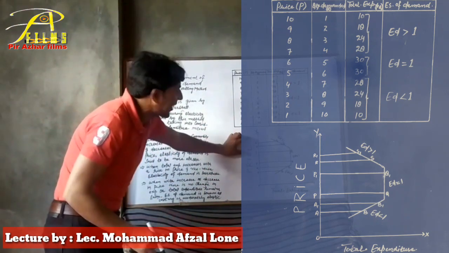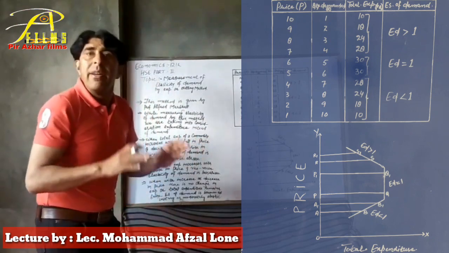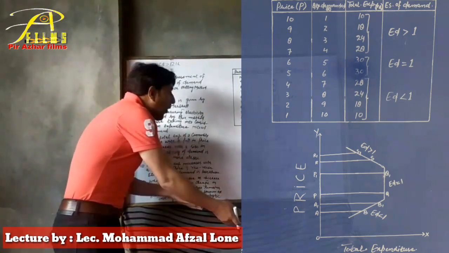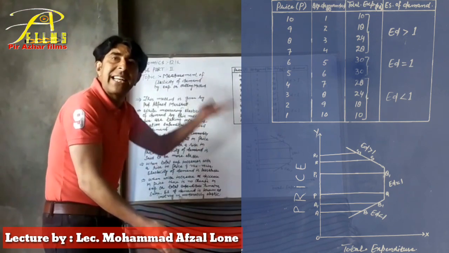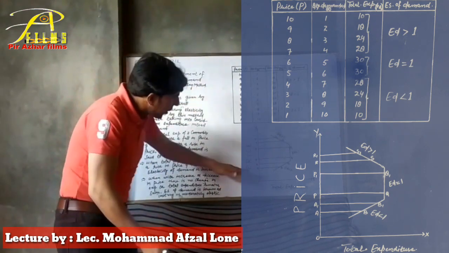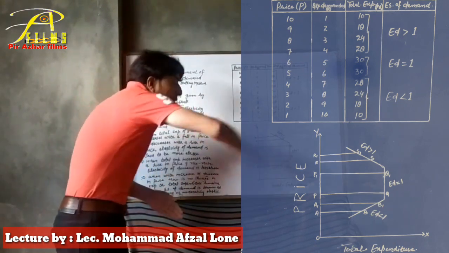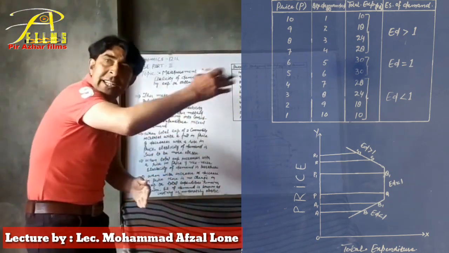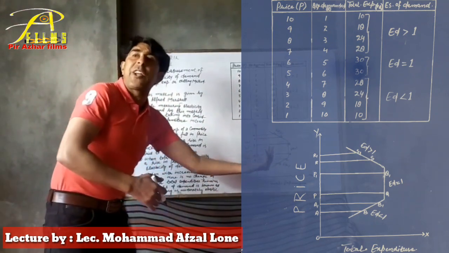Let us see the first case here. Two lines, 1 and 2. See here, when we are going upwards along the y-axis, it means price is increasing. When we are coming closer towards the origin, prices are falling. When we are moving right along the x-axis, total expenditure increases. When we are coming closer to the origin, total expenditure falls.